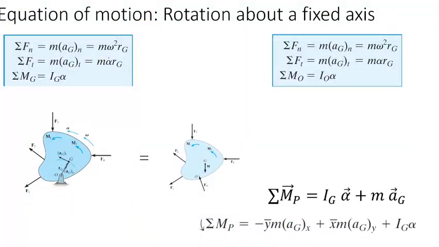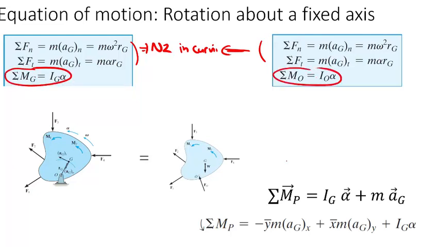So in the rotational case, we don't have anything different other than Newton's second law in curvilinear coordinates, and also the last thing is that the moments about any point is not equal to 0. This one is about G, and this one is about pin O. Okay, these are the equations. Now let's see the general picture.